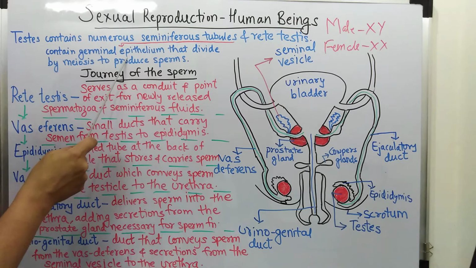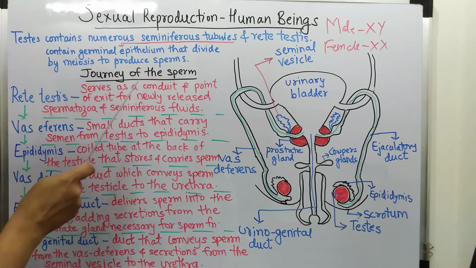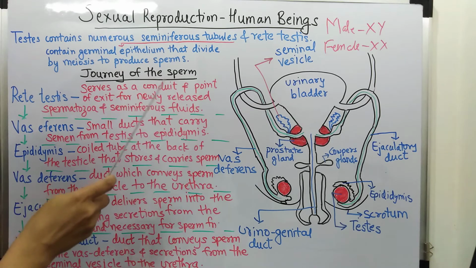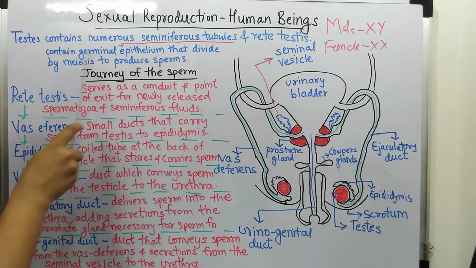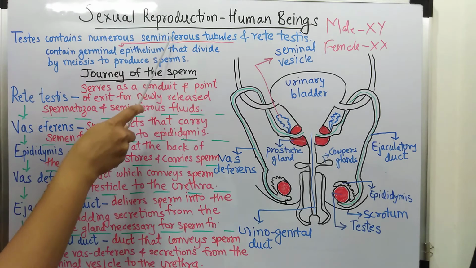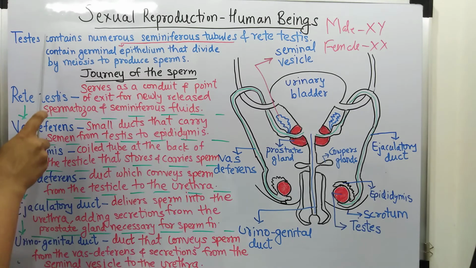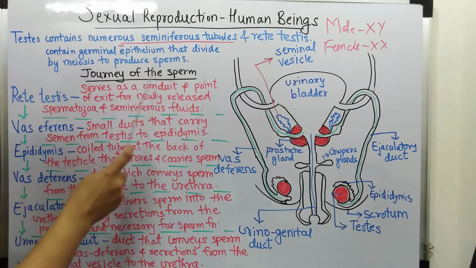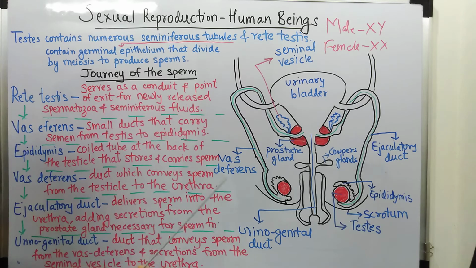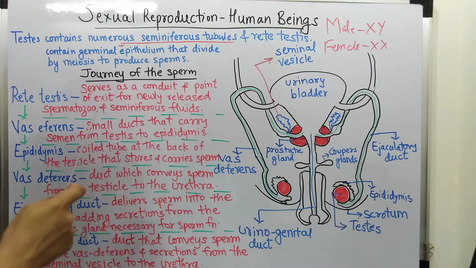Now these are the cells that divide by meiosis to produce sperms. So how are sperms produced? From the germinal epithelium cells present in the seminiferous tubules in the testes. They divide by meiosis to produce sperms. Now, how does the sperm journey from the testes to the urethra? It's a long journey. So let's see how it travels.